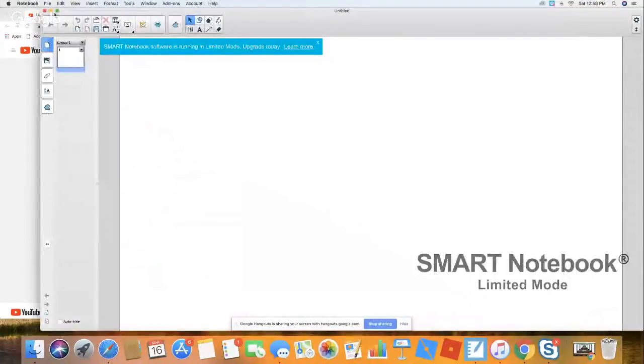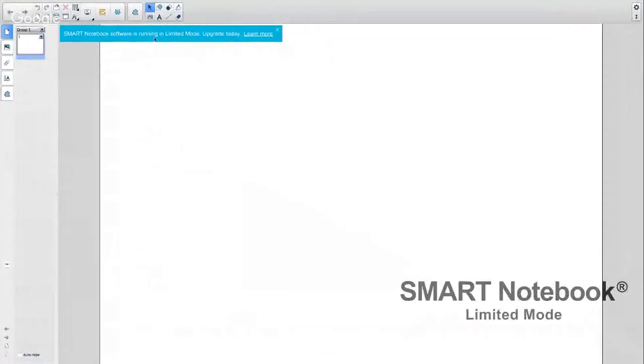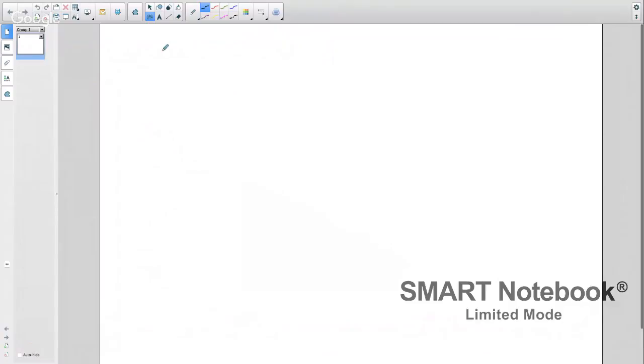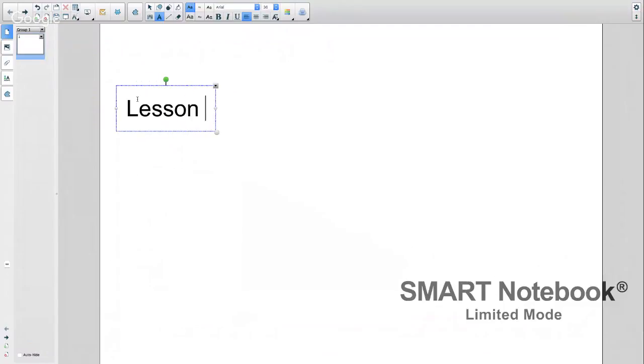Now, first we'll be going to Smart Notebook. We will be doing something in Smart Notebook. At the top of the paper, I'm going to type it, and then I'm going to do a problem. Lesson 9. Just put lesson 9 at the top.